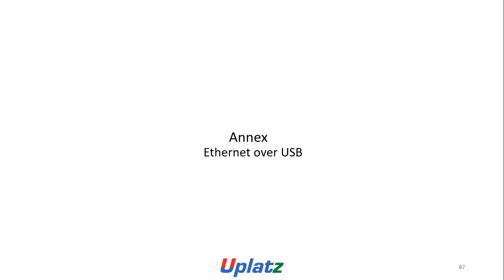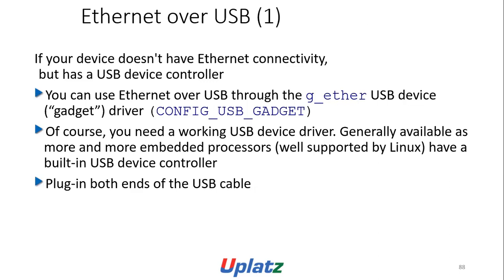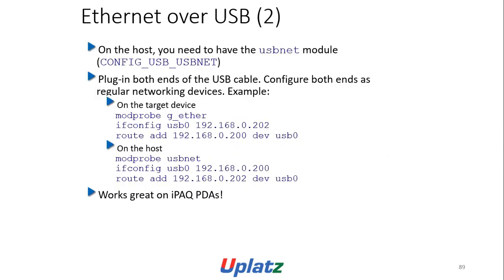Next, Ethernet over USB. If your device does not have Ethernet connectivity but has a USB device controller, you can use Ethernet over USB through the g_ether USB device gadget driver, CONFIG_USB_GADGET. Of course, you need a working USB device driver, generally available as more and more embedded processors are well supported by the kernel, with a built-in USB device controller. Plug in both ends of the USB cable.